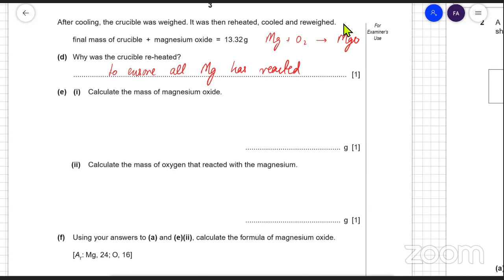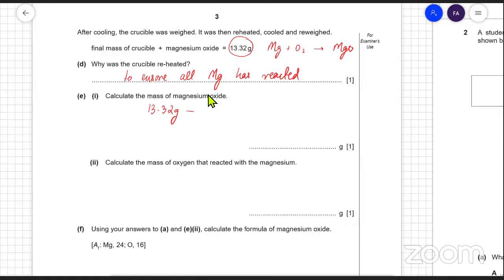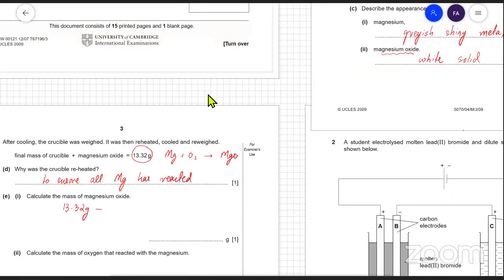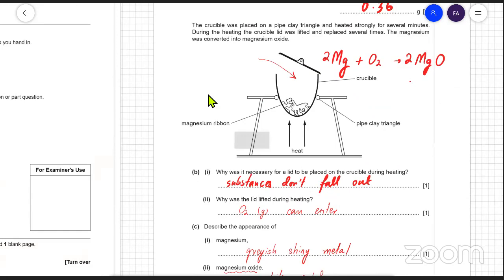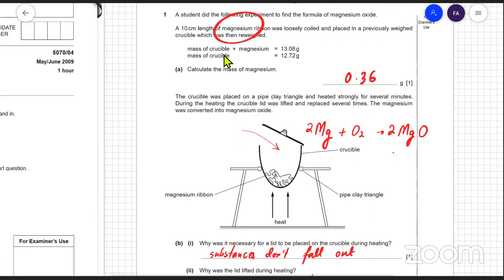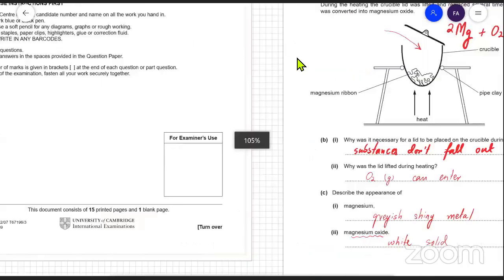Once the mass stops changing, that is when you know that the reaction has stopped. Anyways, you have to calculate the mass of magnesium oxide. Now this is the magnesium oxide with the crucible, so I need to subtract the mass of the crucible from this. The crucible mass was given in the previous part. If you go back and have a look, the mass of the crucible was provided over here. It was given as 12.72 grams. So I'm going to use that and subtract it.